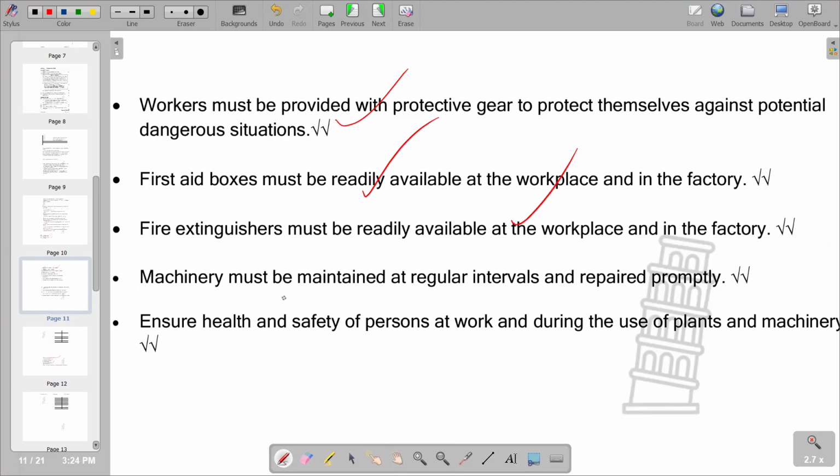Machinery must be maintained at regular intervals and repaired promptly. And ensure health and safety of persons at work and during the use of plants and machinery. So these are some of the points that we should have in line with occupational health and safety. So this is the last part of our question 4, and obviously we are left with our essay part.